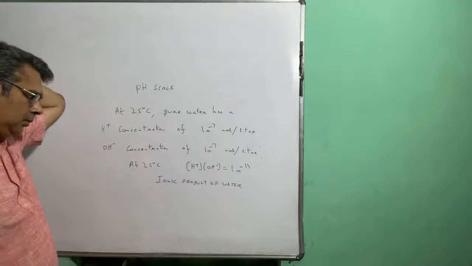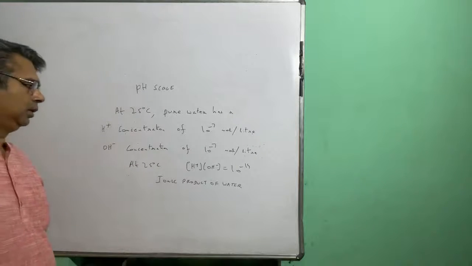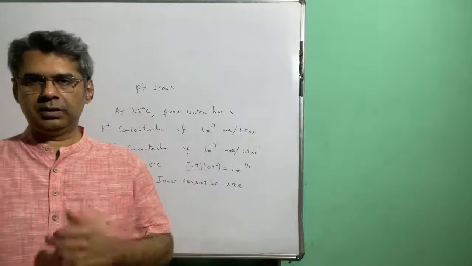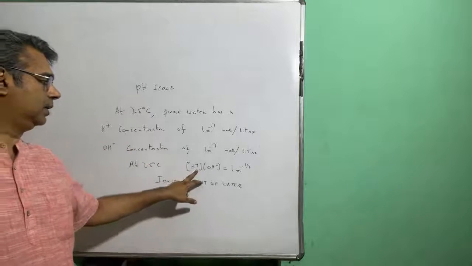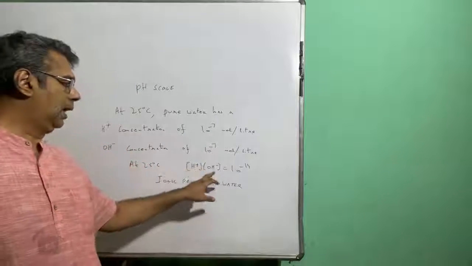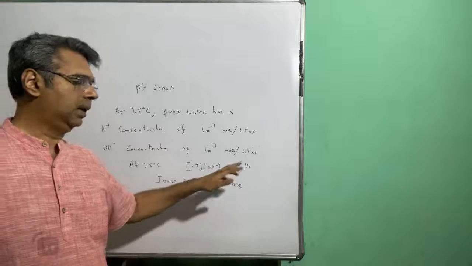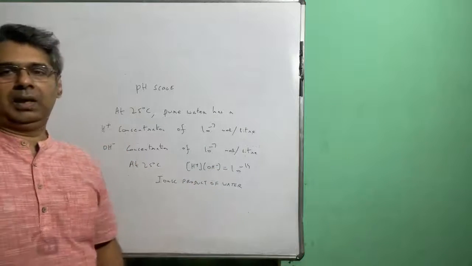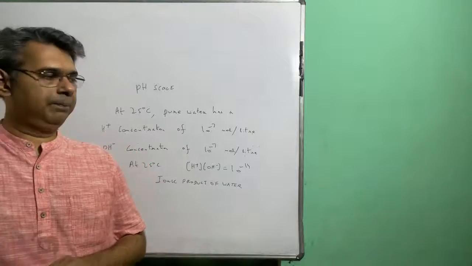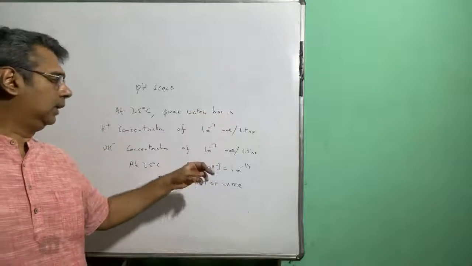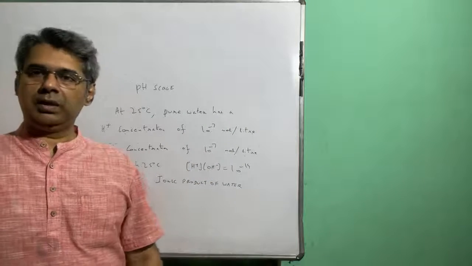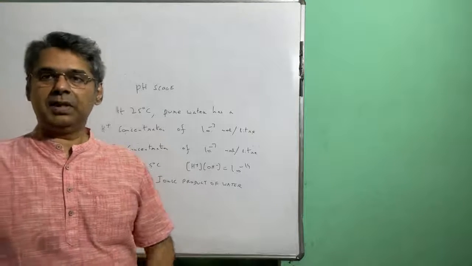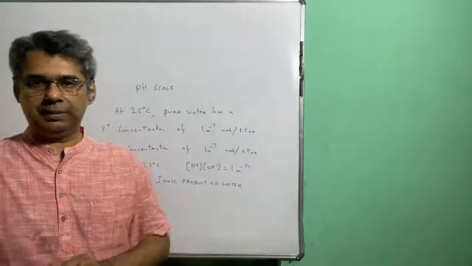Now suppose you add some acid to the water. What will happen? H plus will go up and OH minus will go down, but 10 to the power minus 14 will remain the same. Similarly, if you add some OH minus to the water, OH minus will go up and H plus will go down, but the product will remain the same. Why? Because the product is related to temperature, and 25 degrees Celsius is the temperature.